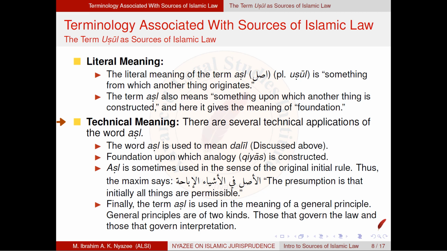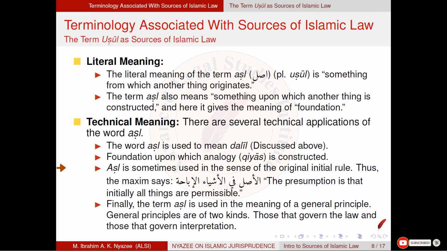The word Asl is used for different meanings in different contexts. The viewer should be mentally prepared for understanding these different meanings as we move along. The word Asl is used to mean Dalil, discussed above, the foundation upon which analogy or qiyas is constructed. Asl is sometimes used in the sense of the original, initial rule.